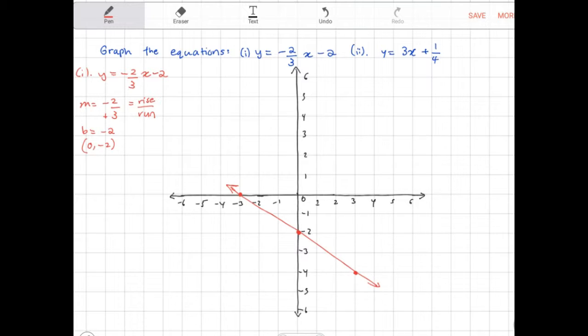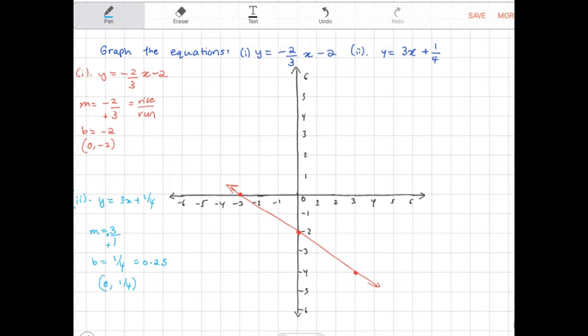Now, looking at the second question, I'm just going to change colors here. Okay. So looking at the second question, y is equal to 3x plus 1 over 4. Okay, the slope here is 3, right? So in terms of rise over run, it's positive 3 up and positive 1 to the right, okay? And the y-intercept here is 1 over 4. You can also write this as 0.25 because it's a terminating fraction, and therefore it is a rational number. So the point here is (0, 1 over 4).